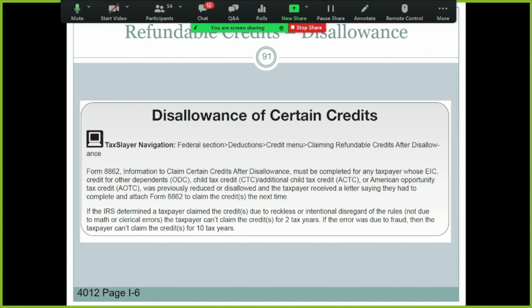And so we definitely just want to make sure with these credits, because these are refundable credits, that the taxpayer is properly able to claim them. We've done our due diligence in asking questions, that they qualify and are able to claim these credits. And so typically some individuals are disallowed because of an error; it could be due to fraud or reckless behavior. Most of the time they won't have to complete the 8862 if it was for math or clerical errors. So again, some individuals may have to add this 8862 if they're claiming some of these credits.